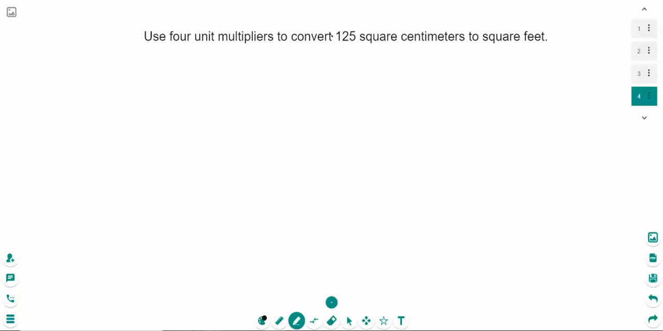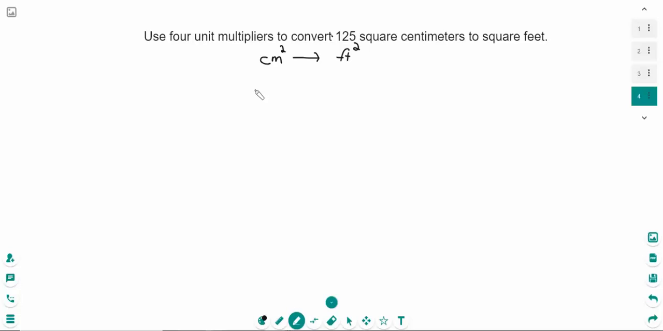All right, so hopefully you gave this one a crack. We're going to do it together here, so don't feel bad if you got stuck. We're going to be going over it. So use 4 unit multipliers to convert 125 square centimeters to square feet. It's kind of nice to first just label what we're trying to do. We're starting with centimeters, right? And we're going to feet. And actually, we're going square centimeters to square feet.